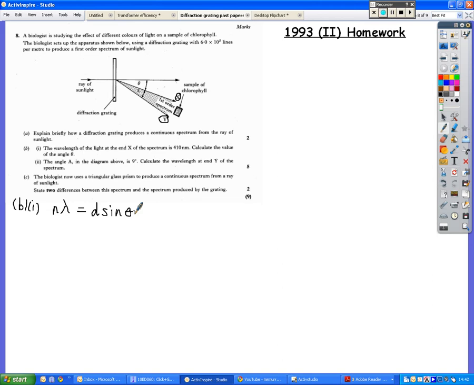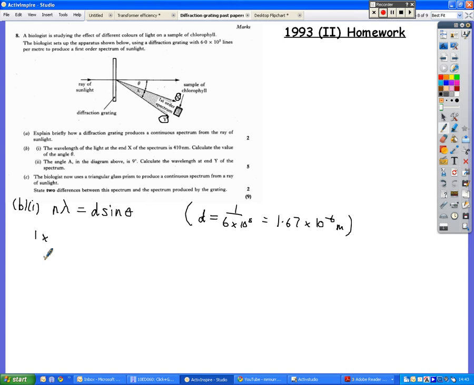Now you need to figure out first of all what d is. You know how many lines per meter there are, so it's a wee bit easier than some of the examples we've looked at. d is equal to 1 over 6 times 10 to the 5, which is 1.67 times 10 to the negative 6 meters. That's the separation of just two slits, the gap between two of the slits.